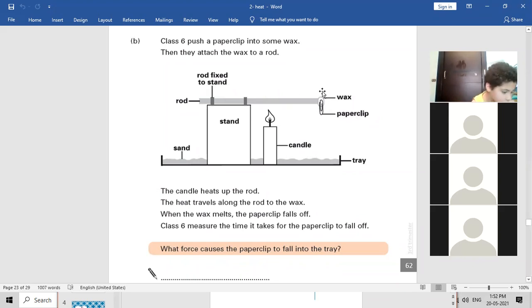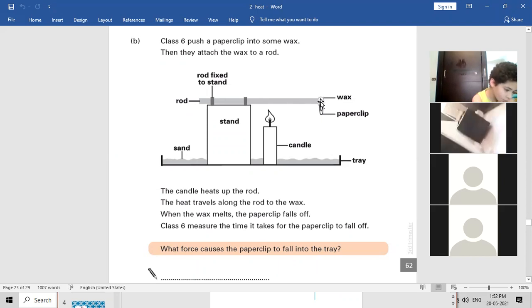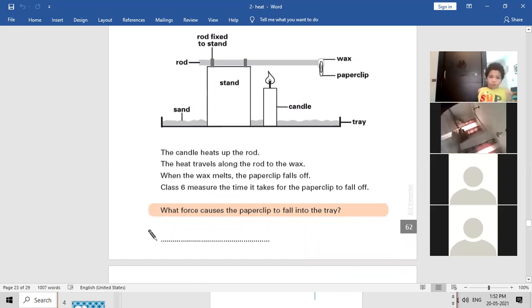So if we are comparing a plastic rod and a metal rod, the paper clip will fall first when the rod is metal, and it will fall later if the rod is plastic. Do you get it, guys? Do you understand the idea of the experiment? Okay, so let's read together.